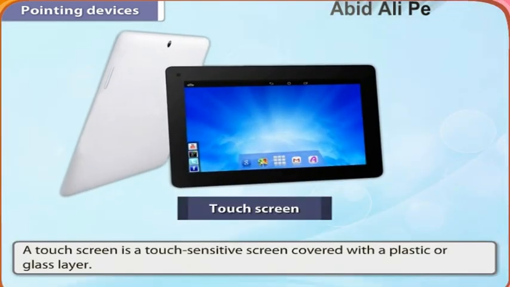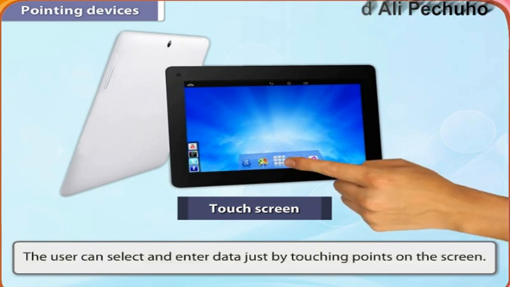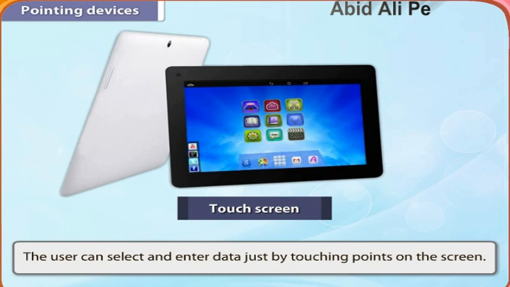A touch screen is a touch-sensitive screen covered with a plastic or glass layer. The user can select and enter data just by touching points on the screen. A touch screen is used as an input device as well as an output device.